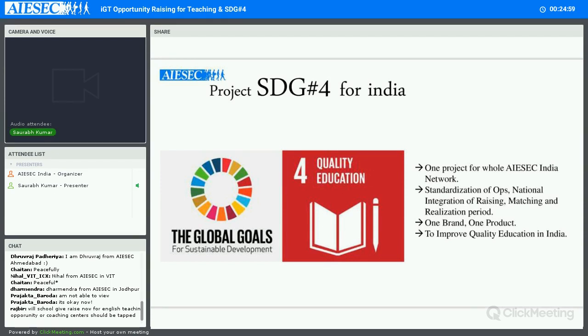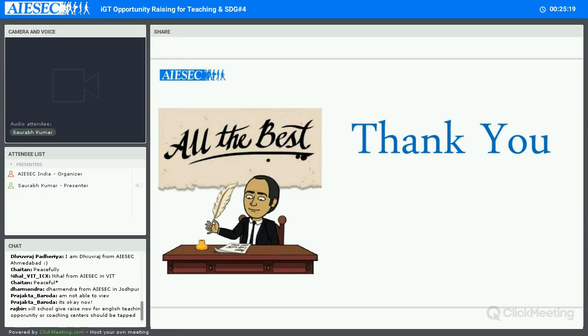Just believe in whatever you want to do with this project, with your raising, your matching, your realization, with every single opportunity, every single leadership experience you want to provide. Just believe in what you do, and everything will be sorted. So that's all. All the best for everything, for whatever you want to raise, whichever opportunities. I think India will definitely do well in this coming winter month, and we all will definitely give it our all for this project, and this project will definitely succeed.